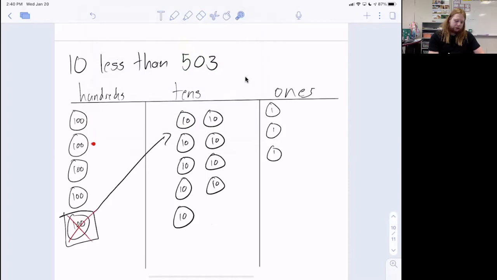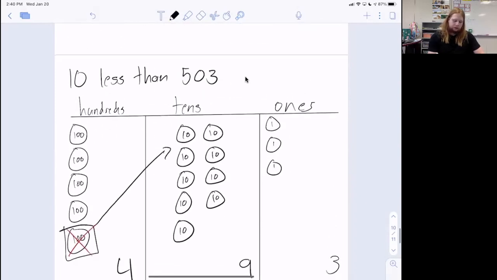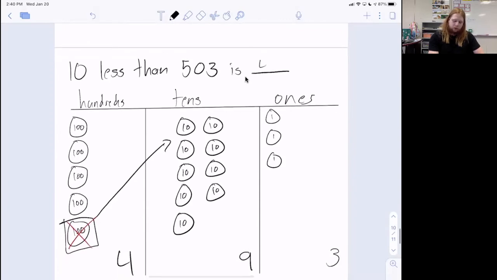Okay, let's count. 100, 200, 300, 400. So we have a 4 here. 10, 20, 30, 40, 50, 60, 70, 80, 90. We have a 9 here. 1, 2, 3, and we have a 3. So our answer is 10 less than 503 is 493. All right.